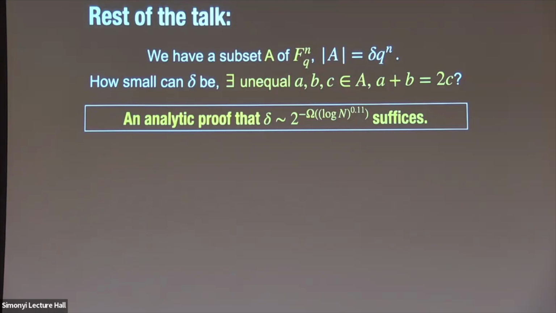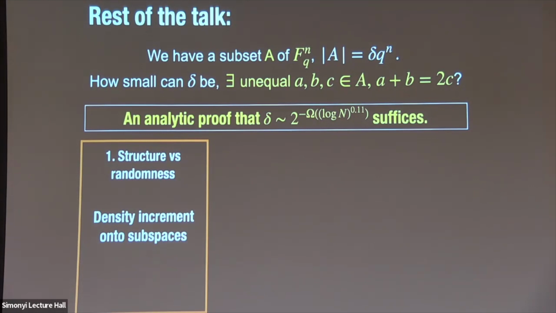Okay, so we have a subset A of density delta over F_q to the n, and we're looking for three unequal elements that satisfy A plus B equals 2C. And we're going to give a proof that density 2 to the minus log n to the 0.1 will suffice. And the proof has three parts. The first one is the bread and butter in this area, which is structure versus randomness.